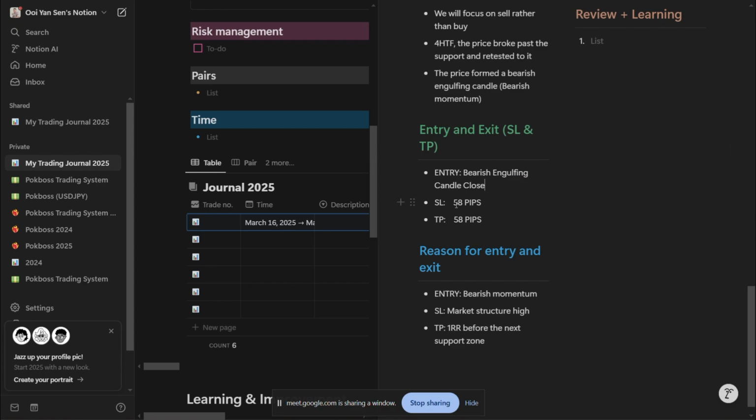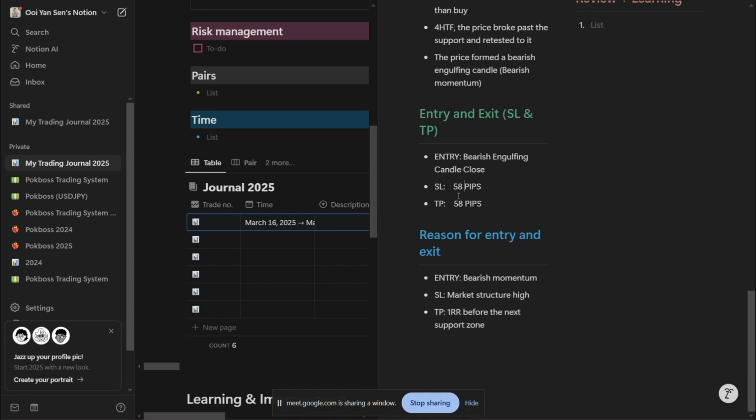And then your stop loss. Your stop loss is how many pips away from your entry. Let's say it is 58 pips, so you put 58. 58 pips for take profit as well. And then your reason for entry and exit. Your entry reason is the bearish engulfing candle close, or if you see a bearish rejection candle over here, your entry reason might be bearish momentum. And then your stop loss: market structure high, and your take profit is 1 risk to reward ratio before the next zone.